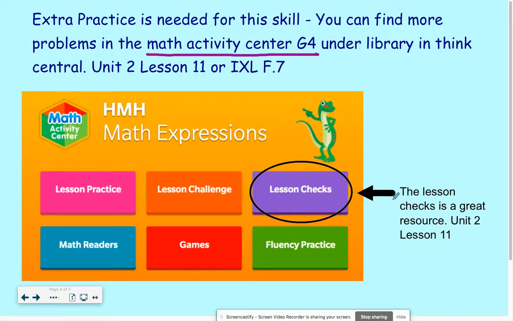The unit that this comes out of is Unit 2, and it's Lesson 11. So when you click on this button, you'll want to then click on Unit 2, and then after that, you'll want to click on Lesson 11. Another great tool to practice and get more exposure to these kinds of problems is IXL F7 in 4th grade. But again, if you want to pass this Unit 2 test, the best thing you can do is give yourself more practice. Good luck and keep working.